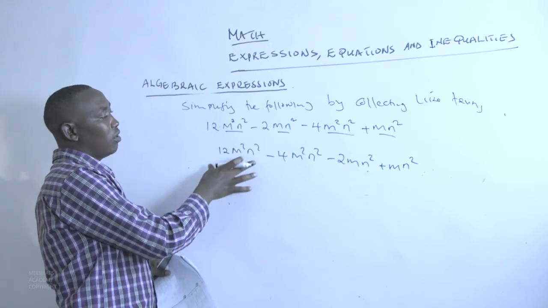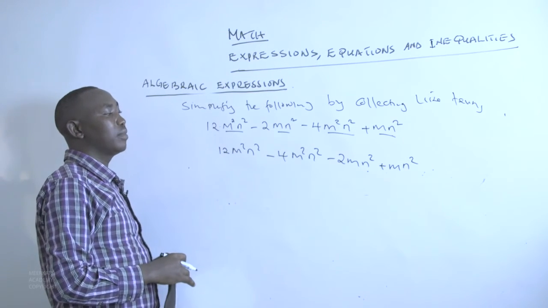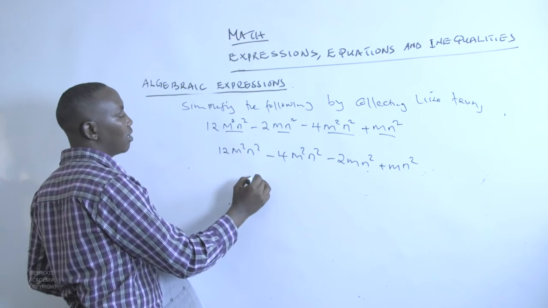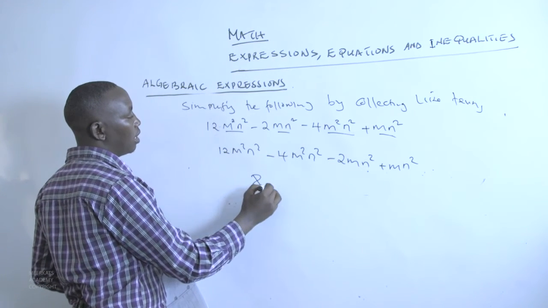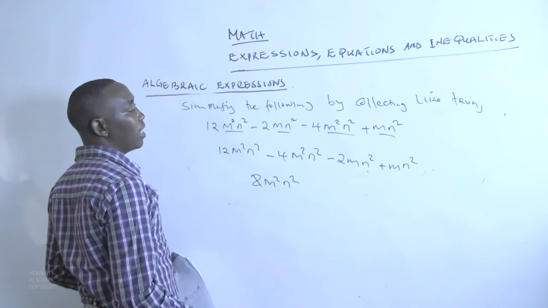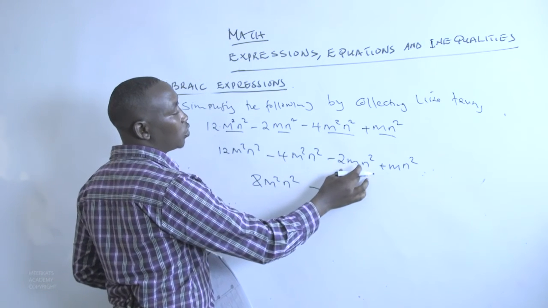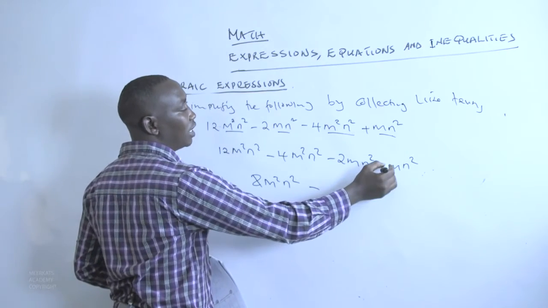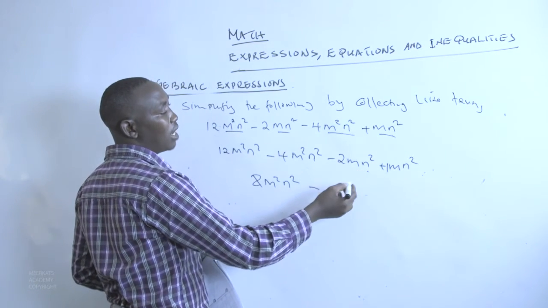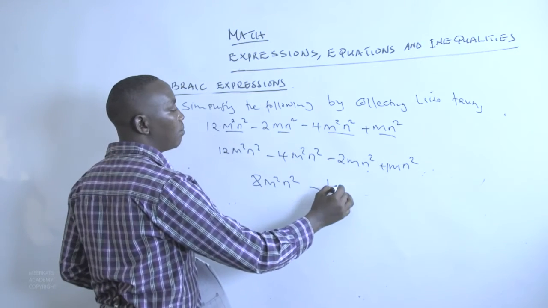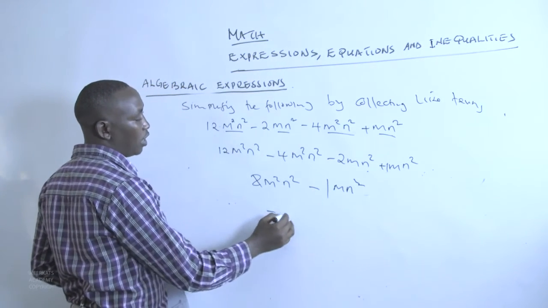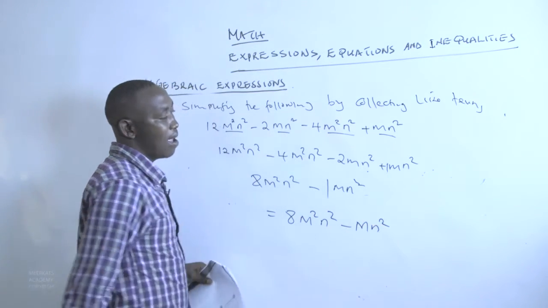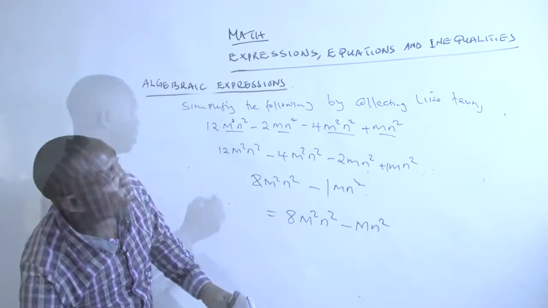When you get the difference of 12m squared n squared and 4m squared n squared, you'll get 12 minus 4 is 8m squared n squared. When you take minus 2mn squared plus 1mn squared, because the coefficient of this is 1, so minus 2 plus 1 is minus 1mn squared. So this will give us 8m squared n squared, subtract mn squared.